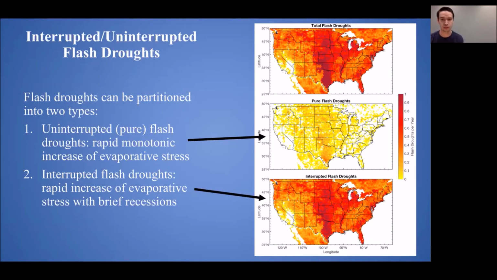And so first of all, the biggest takeaway is most flash droughts in general are interrupted to some extent. They do have some brief recessions. It's very rare to actually have a flash drought where you just have continuous monotonic increase of evaporative stress, but they do exist. But the biggest result here, as you can see in the top panel, summing these two types together into the total flash droughts, was that there exists a regional hotspot of flash droughts across the Great Plains, Southern Great Plains and Northern Great Plains, as well as the Midwest. There's also some other local hotspot regions found with the results here.